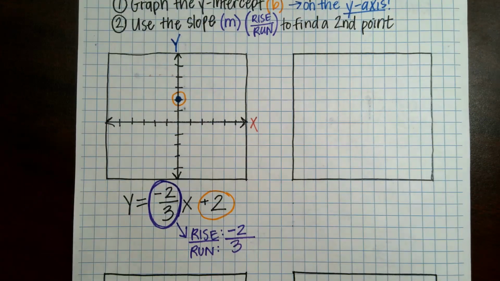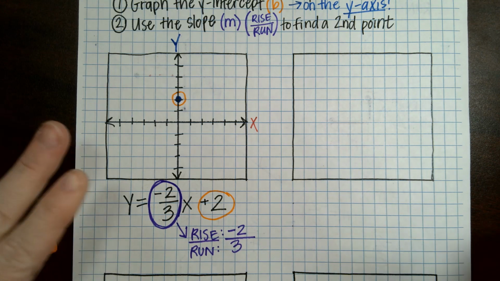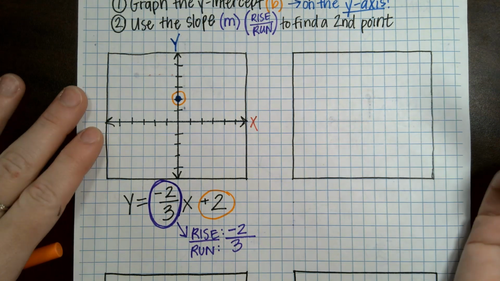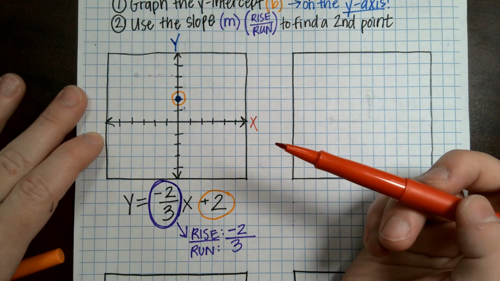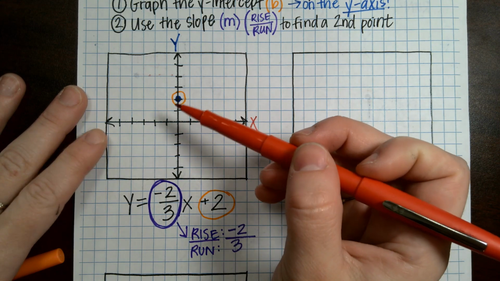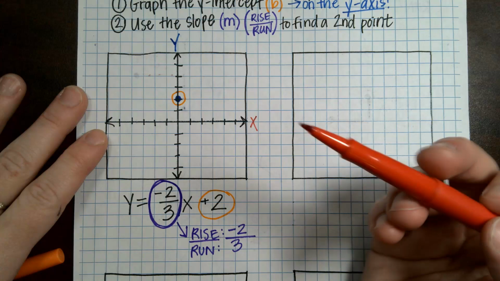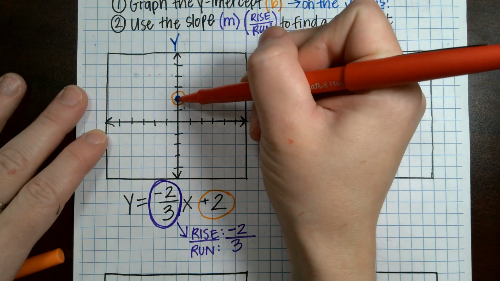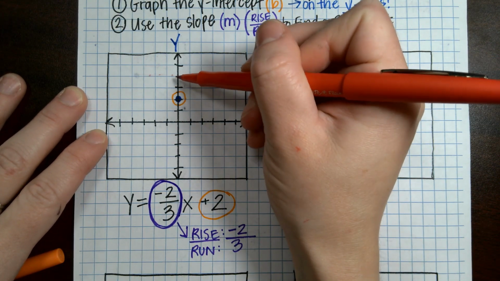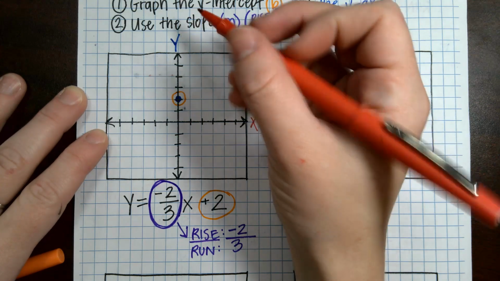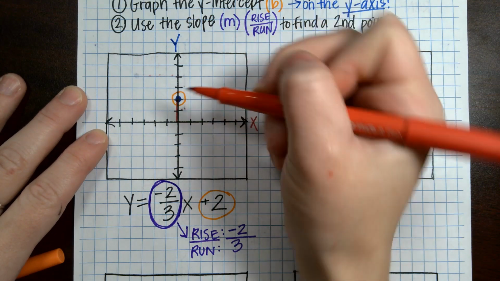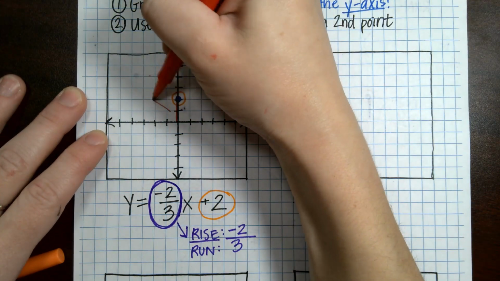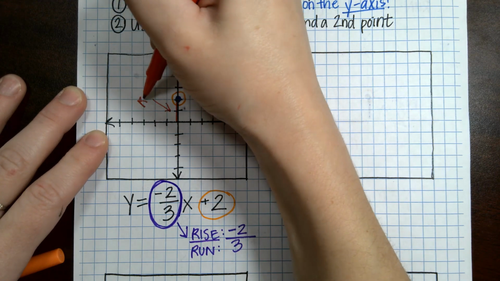Perfect. -2 and 3. So whenever we use slope to find our second point, what's our starting point? Where do we start from when we're counting slope? Yeah, at that y-intercept, the +2 that we found. So if my rise is -2, am I going to go up 2 or down 2? Down 2. Good. So here's 1, 2. I'll label that my rise.